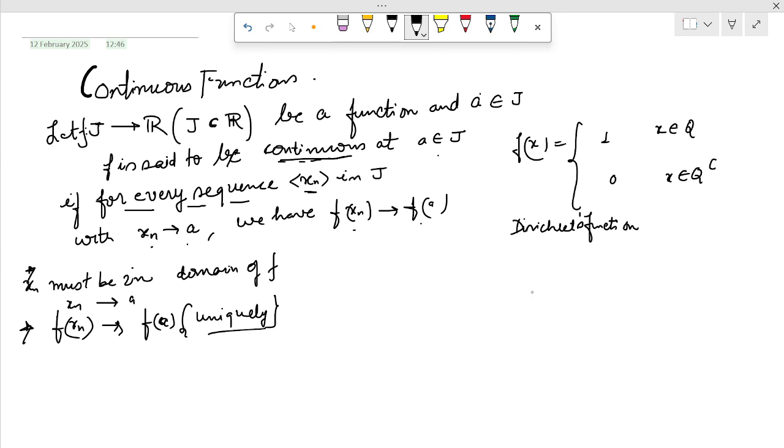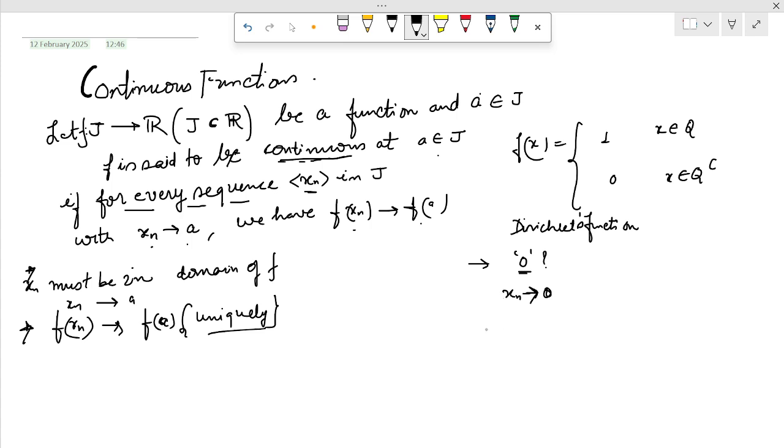Why? Let's say for 0, if I ask whether it is continuous at 0, I'll take two sequences. Let's say xn converges to 0. For every real number, there always exists a sequence of rationals as well as irrationals converging to that particular number. We know that 0 is a real number, so towards 0 you can always find a sequence of rationals, a sequence of irrationals, or in general a sequence of reals converging to this particular number.